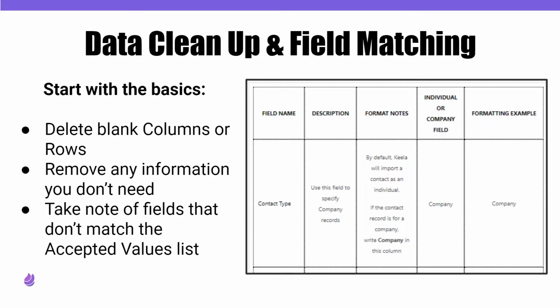And then take note of any fields that don't match the accepted values list. So on the right, you'll see a screenshot that I've taken of the big table that we have in our importing contacts article. And in this table, you'll see a field name, so the name of the field that you can import data into. In this case, it's contact type. The description of that field, so what this field means. So you use this field to specify company records.